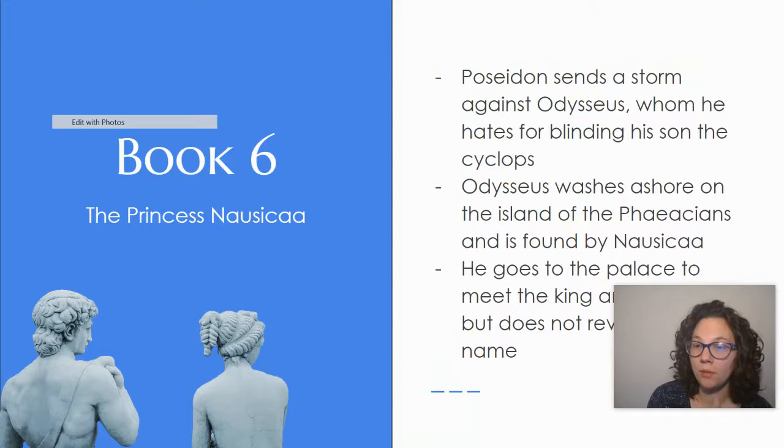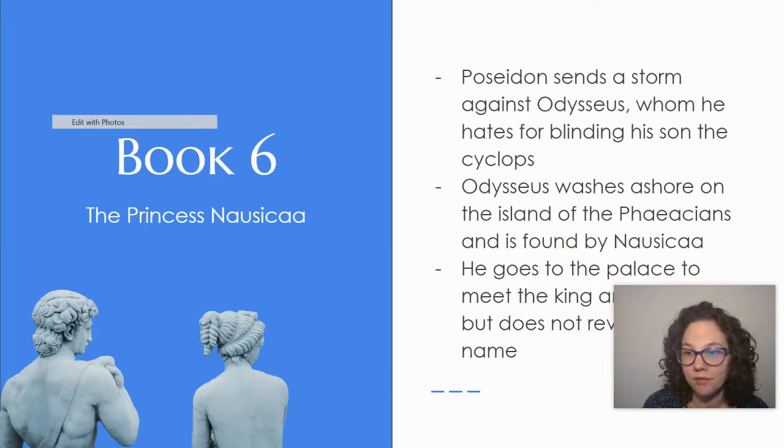He's going to stop one more place before he actually gets home. So he is attacked by Poseidon's storm. Poseidon is not happy because we will find out Odysseus blinded his son, the Cyclops Polyphemus. So Poseidon is the king of the ocean. Odysseus happens to be trying to get home by boat. So having annoyed that god and evoked his wrath is probably not a good idea. So he gets sent a storm. He is washed ashore, completely broken and battered.